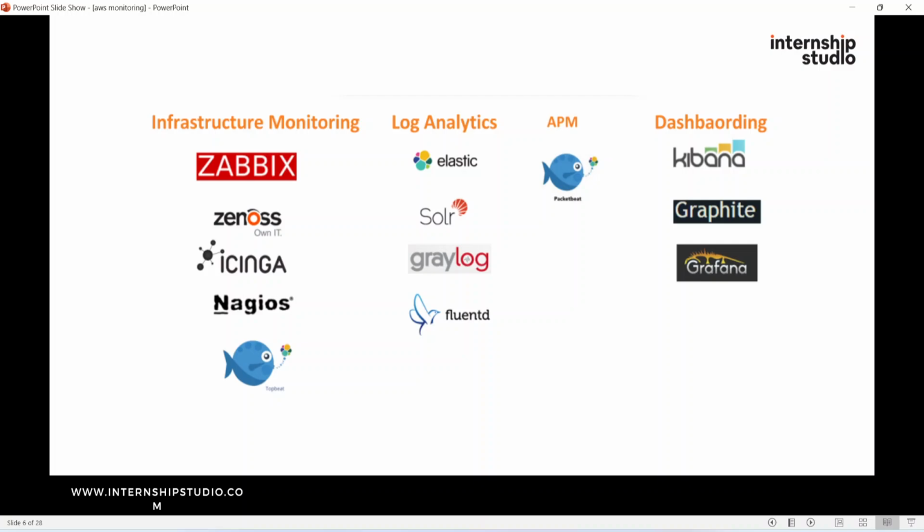Next, we have the APM tools, which is application performance management. We have Packetbeat. So this is one tool that is awesome and very application centric. Next, we have the dashboarding. So we have dashboarding for Kibana, we have for Graph8, and we have for Grafana.